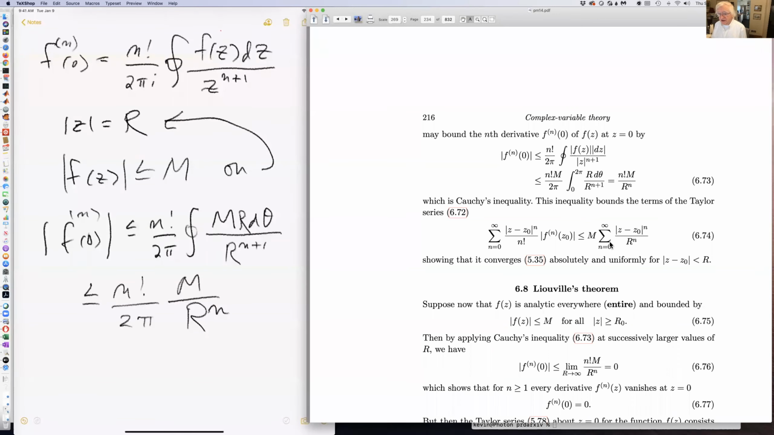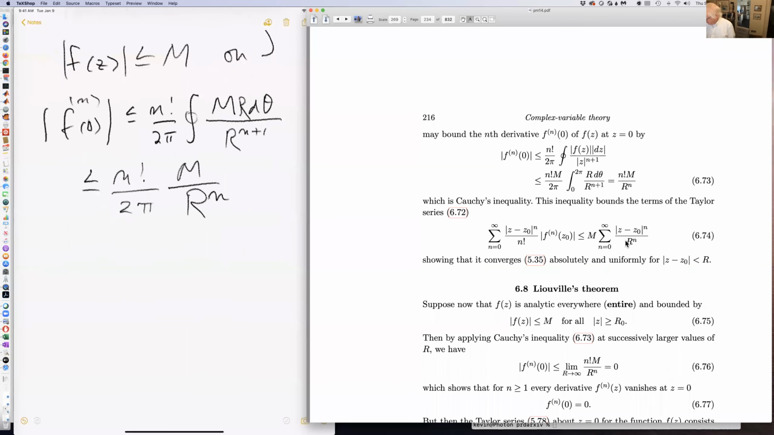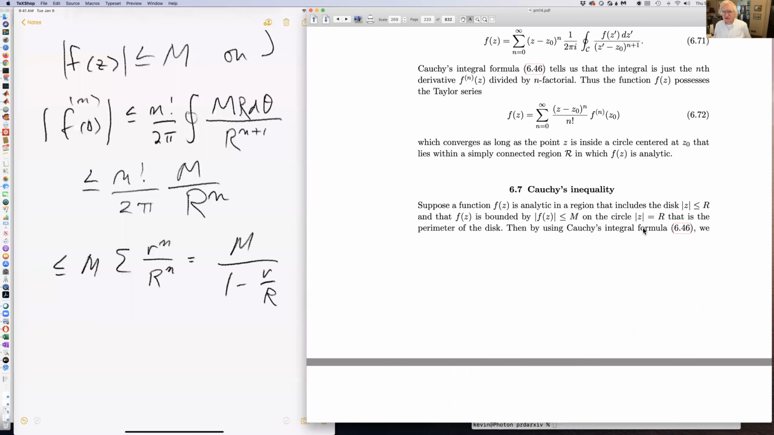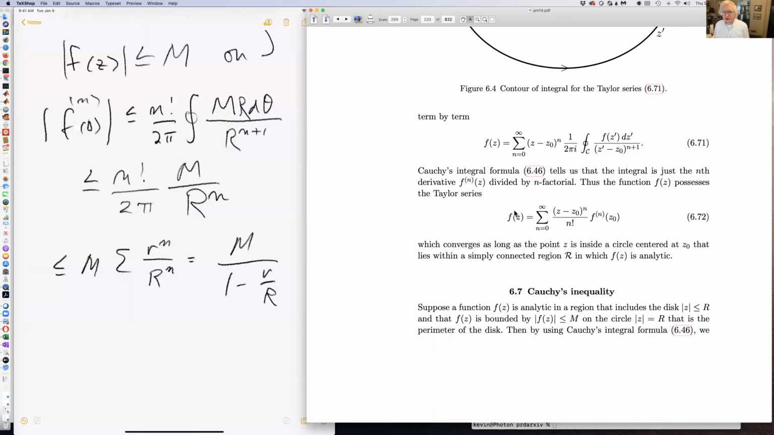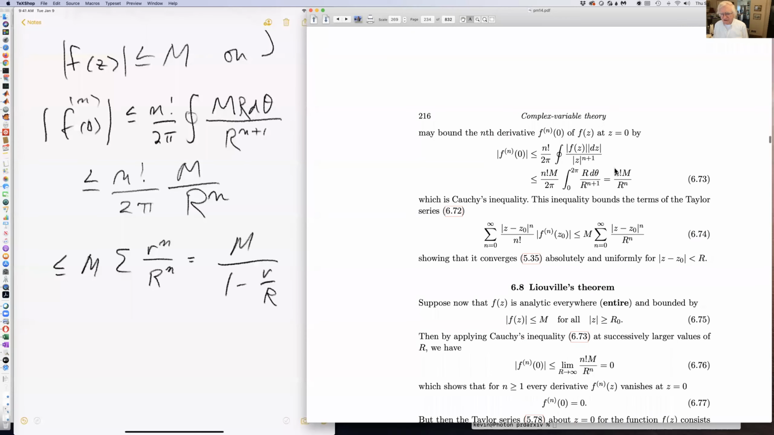And consequently, we have a sum that is, in fact, less than or equal to m times the sum of little r to the n over big R to the n, and that's just m over 1 minus r over big R. So that's what this sum actually is. That's a consequence of Cauchy's inequality, and it makes us feel confident of that result.